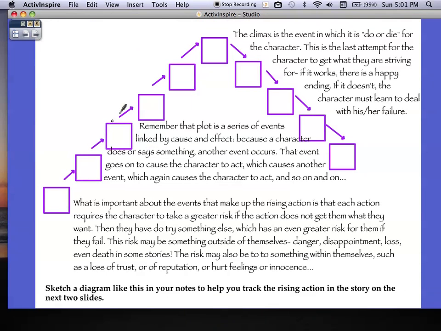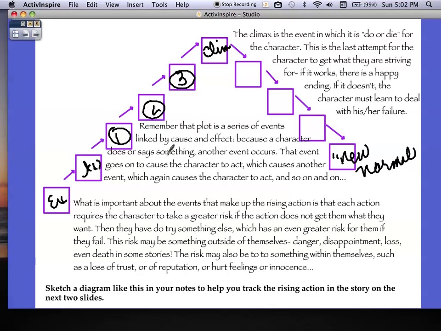Okay, here's a very simple plot diagram. The box is the event. This would be the exposition. This would be the initiating event. This would be the first act in rising action, the second event in rising action, the third event in rising action. This would be the climax, and so on. And this would be the new normal. And the reason I set this up like this for you is to help bring this home to you, that plot is a series of events linked by cause and effect.